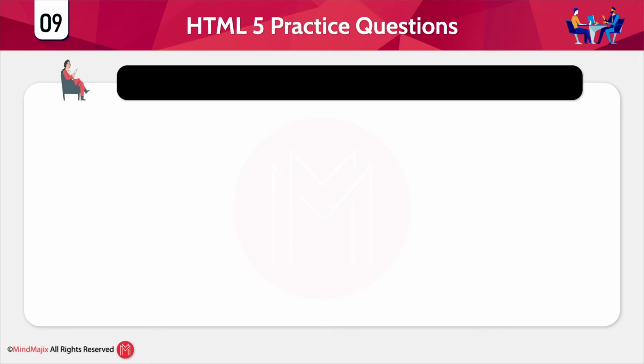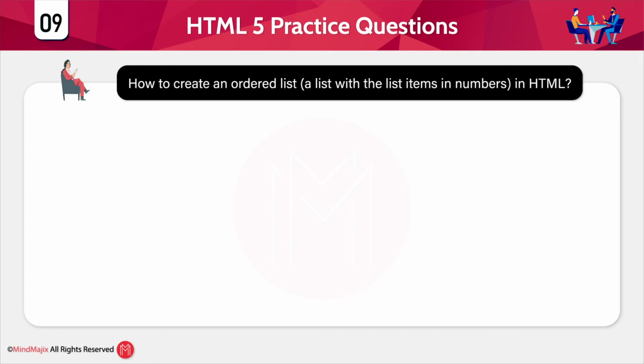And the ninth one, how to create an ordered list, guys. Where the order is very important, a list with the list items in numbers. I want to grade the colleges 1, 2, 3, 4, or A, B, C, D, like A grade, B grade, C grade. In such a case, we should go for an ordered list, the OL tag. What is the answer for the ninth question? B, OL tag. Unordered list is the UL tag, but here he asked for an ordered list. That's why the OL tag is the suitable one.